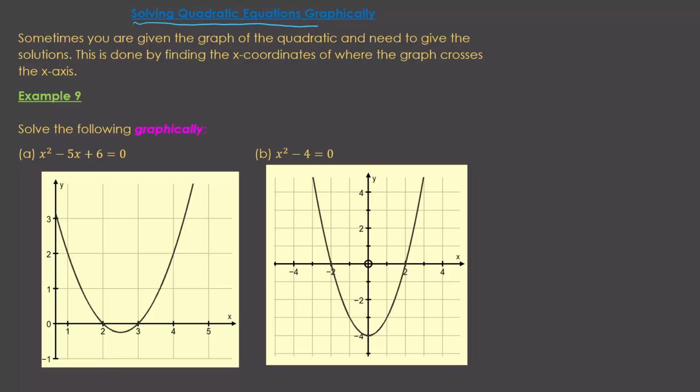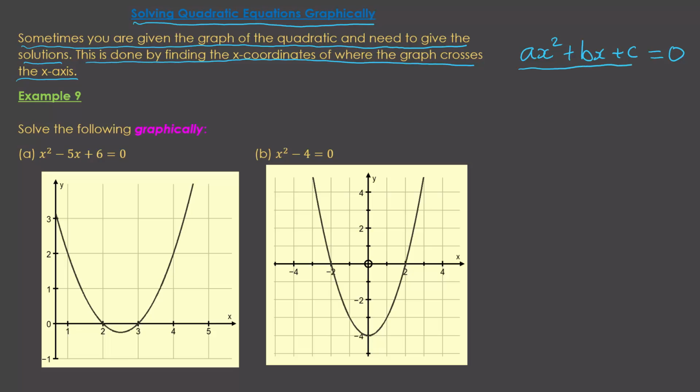Solving quadratic equations graphically. Sometimes you are given the graph of the quadratic and need to give the solutions. This is done by finding the x-coordinates of where the graph crosses the x-axis. Remember, we've been solving equations mostly where the a is equal to 0, but where we have ax squared plus bx plus c equals 0.